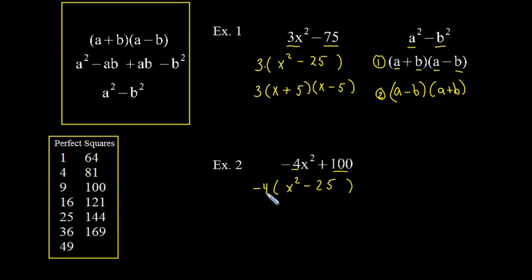We do the quick check. Negative 4 times x squared is negative 4x squared, and negative 4 times negative 25 is positive 100. So we have completed our GCF step correctly, and then we will just do our difference of squares step, which is a pretty quick process here. Take the square root of x squared, which is x, and then we will take the square root of 25 just like the first problem, and one is minus and one is positive.